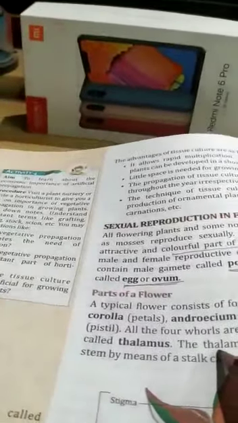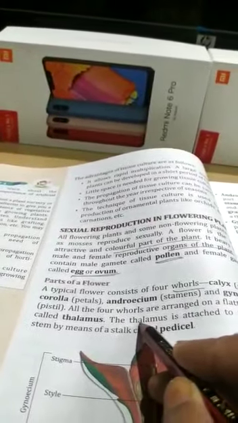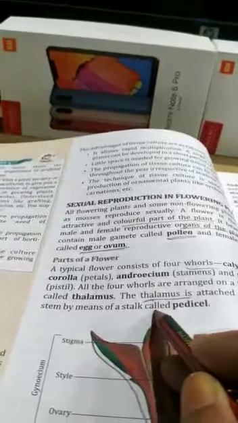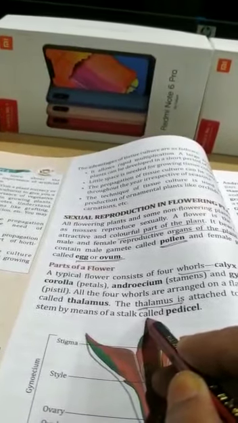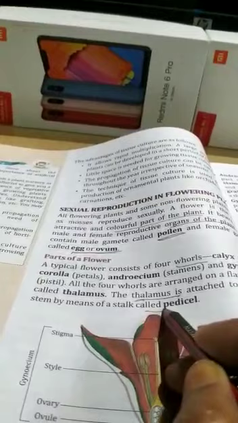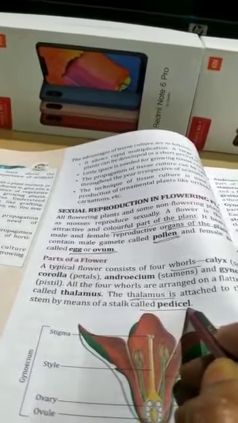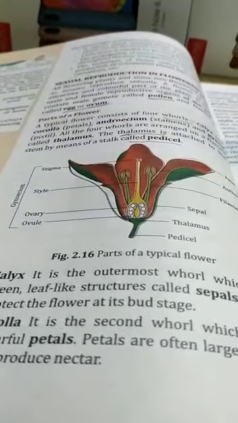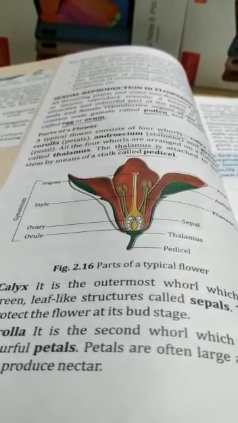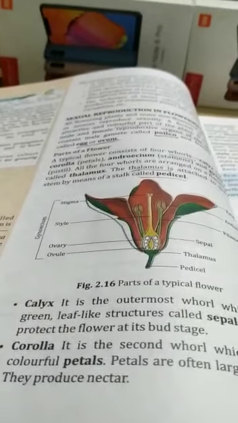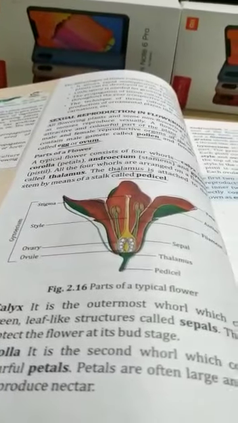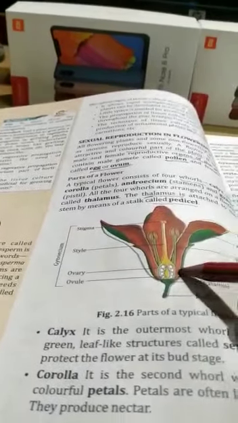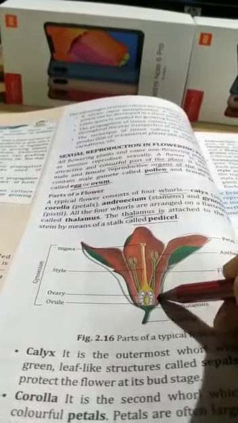All the 4 whorls are attached to a fleshy part known as thalamus, and this thalamus is attached to a thin green part or stem known as pedicel. So let's begin the parts of a flower, because to know the sexual reproduction you must know very clearly the structure of a flower. The outermost whorl of the flower is the calyx.